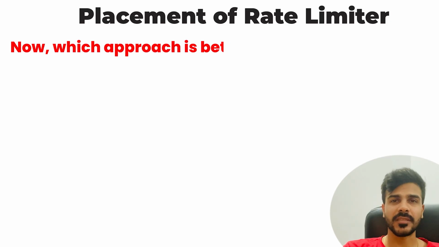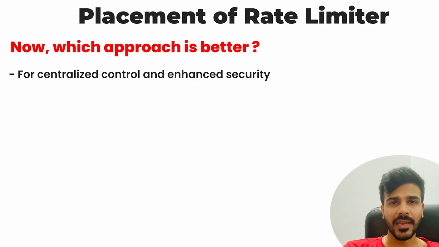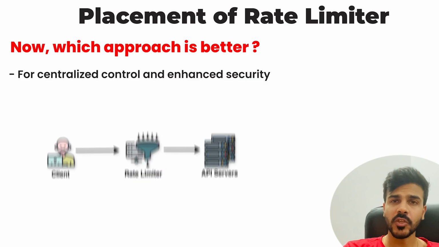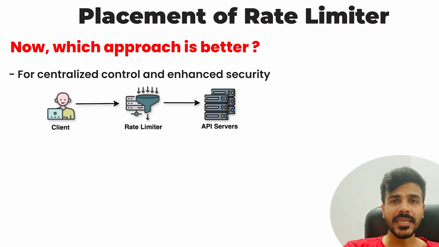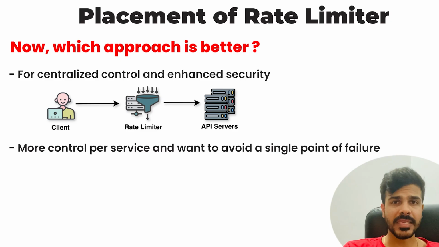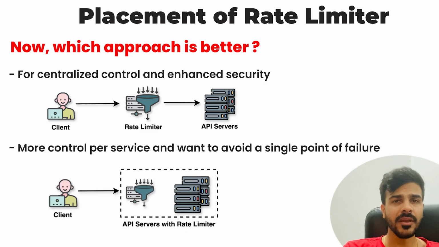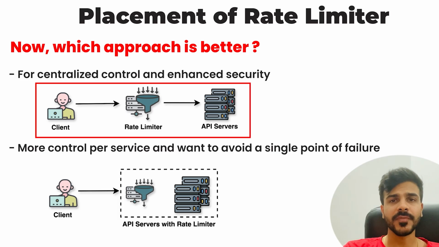Now, which approach is better? It depends on our system. For centralized control and enhanced security, the first option is better. That is, we place the rate limiter as a separate component before the API servers. If you perhaps need more control per service and want to avoid a single point of failure, then placing the rate limiter with the API servers or in the API servers is ideal. For our discussion going forward, we will go with the first option. We will place the rate limiter before the API servers.